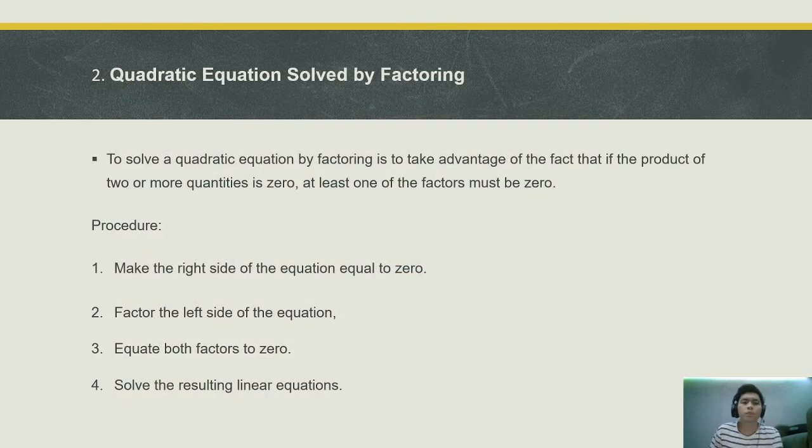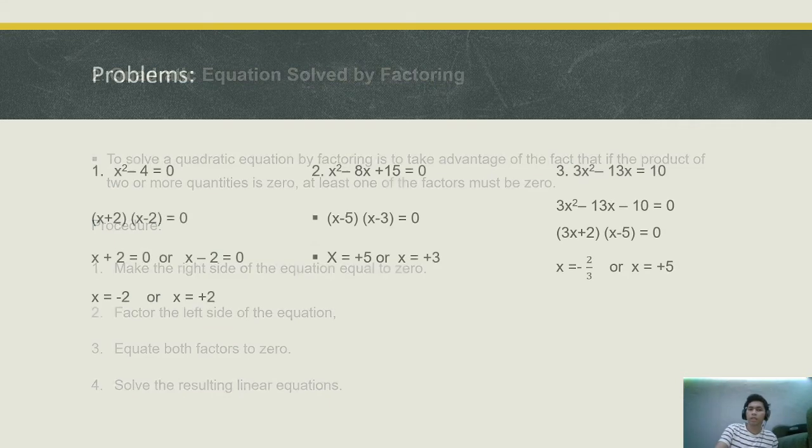All right, number 2, solve quadratic equations by factoring. We have already discussed factoring, right? We can get two values of x when we factor. The procedure is to make the right side of the equation equal to 0, factor the left side of the equation, equate both factors to 0, and solve the resulting linear equations.